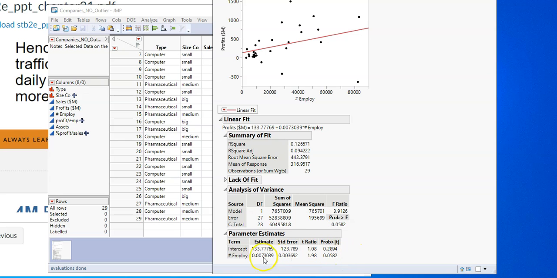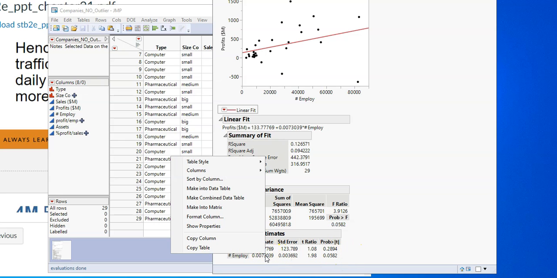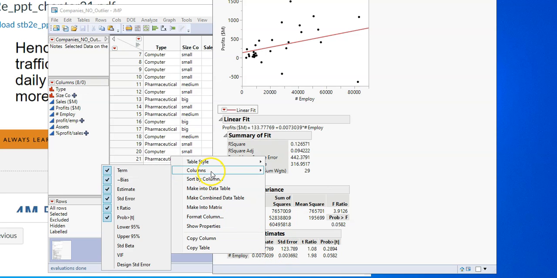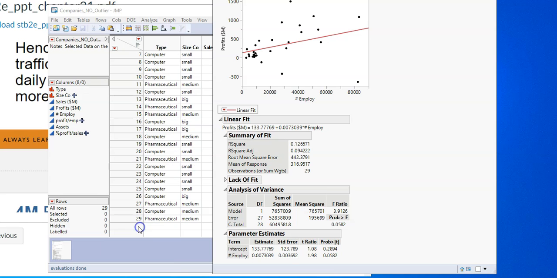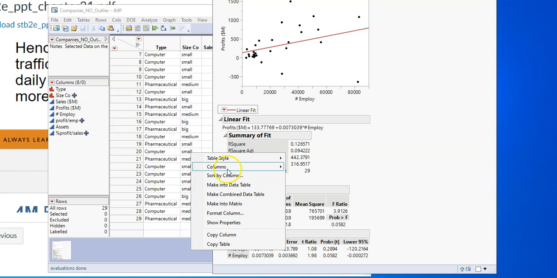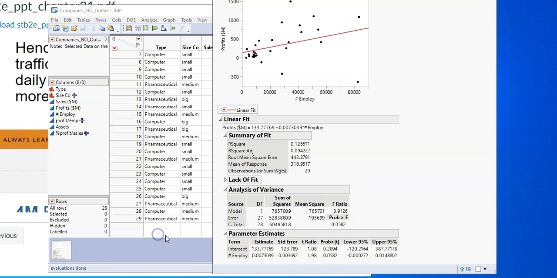Let's try. I right click on the parameter estimates table and go to Columns. I want to add a new column, and that new column for me is Lower 95%, and one more time, Upper 95%. So I have lower and upper bounds around the estimate values. Did you see that? You don't need to use that difficult formula to calculate. You can simply get the lower and upper bound around this one. And what is this number?